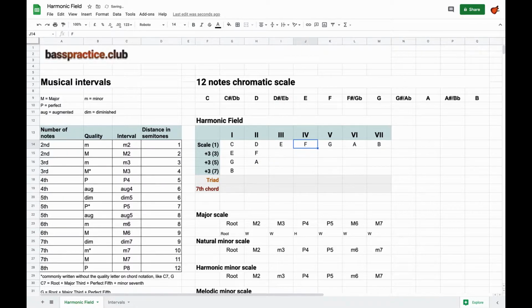From A, 1, 2, 3, but we don't have it here. We can go back to the start. 3, so it's a C.